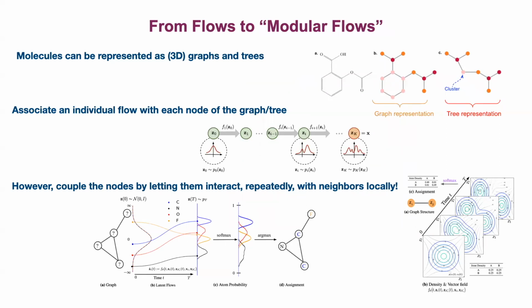So how do we go from flows to what we call modular flows? There are some steps, and these are kind of mechanistic steps. First of all, molecules can be represented as 3D graphs or trees. These are the representations that we could use for our purpose. So here is an illustration. You are given some input molecule, and you can just represent it in terms of this graph.